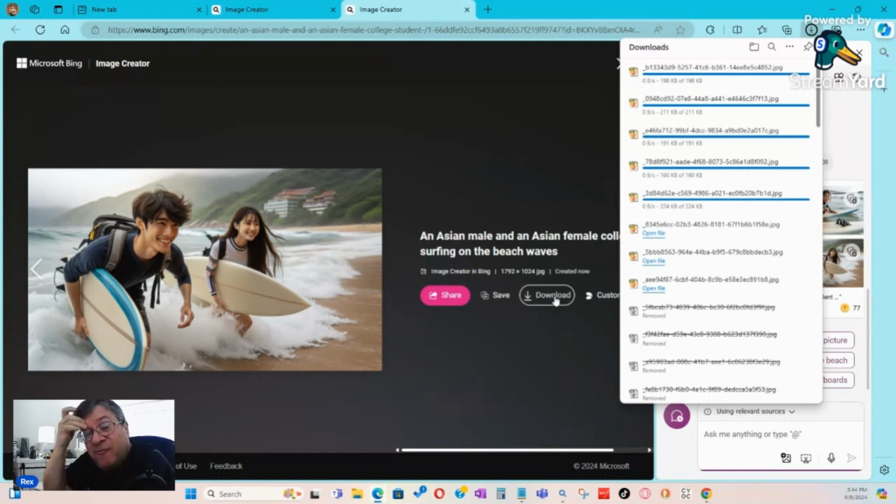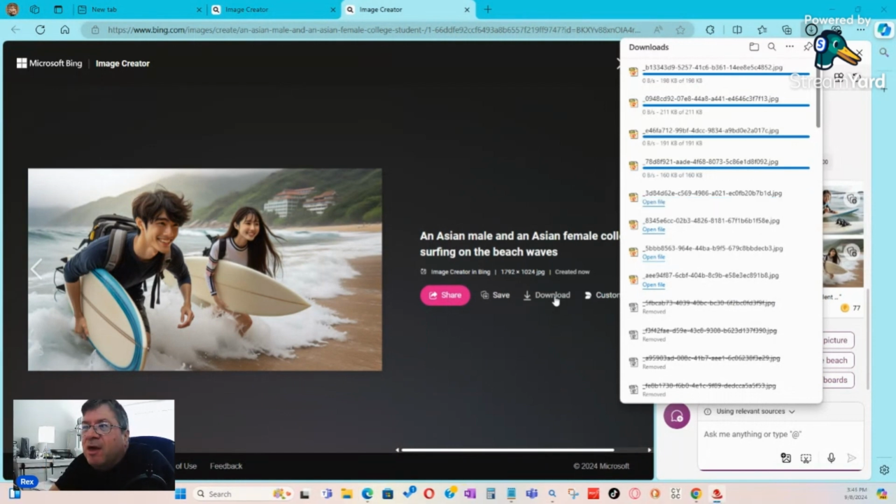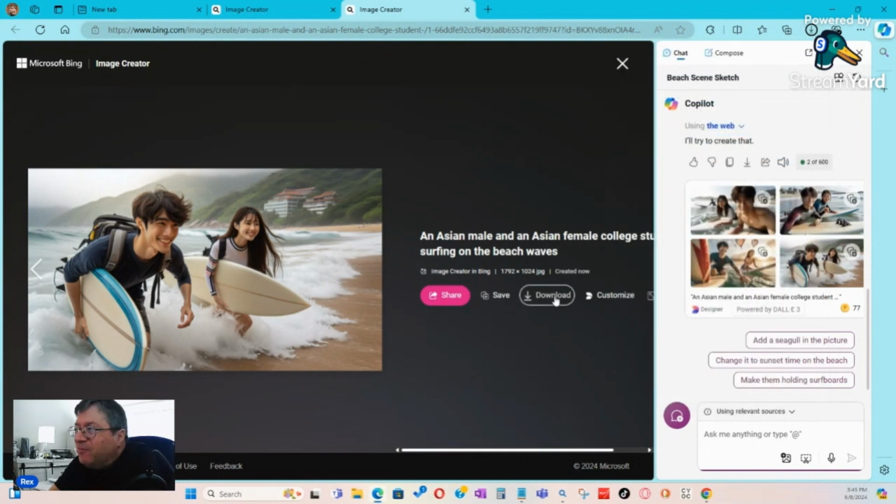And that's the thing with Microsoft Copilot. If you can't get it to work the first time, maybe you have to rewrite your prompt or tweak your prompt. Sometimes the prompt is too long and you have to shorten it, or you have to go back and try it again.